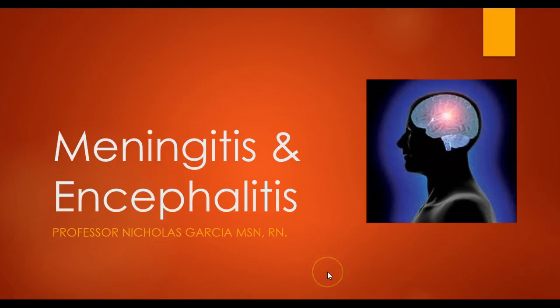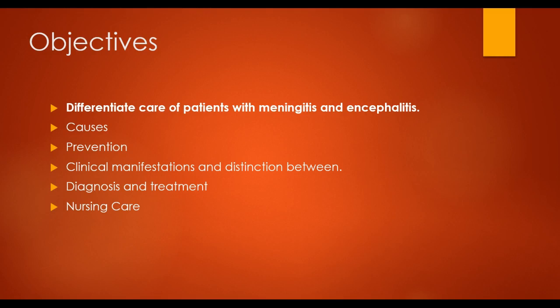This one is going to fall under neuro, and this one is specifically on meningitis and encephalitis. So we'll always approach this objectively. What is it? How do we identify it? How does the patient present symptomatically? How do we diagnose it definitively, and what do we do about it? And of course, how can we prevent it?